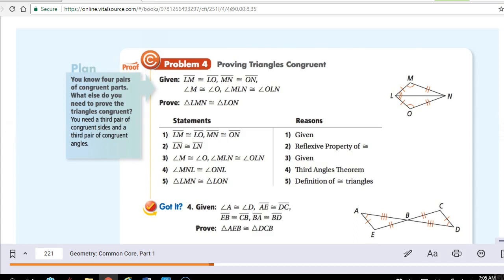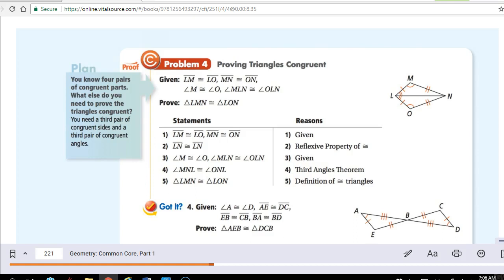So if you can see here, LM is congruent to LO and MN is congruent to ON. Now they're separating these out. Sometimes you can literally just list everything that is given, but that's where you always start. So they started with those two statements right here. And of course the reason is that it was given to us. You can see over here they've marked LM is congruent to LO with a little tick mark. They've also said that MN is congruent to ON, and they've made double tick marks to say that those two are congruent to each other.